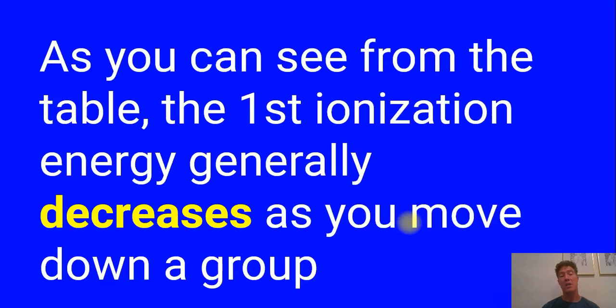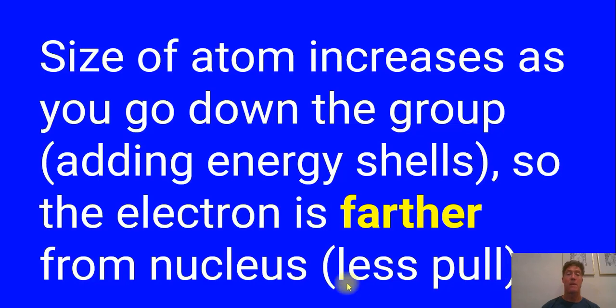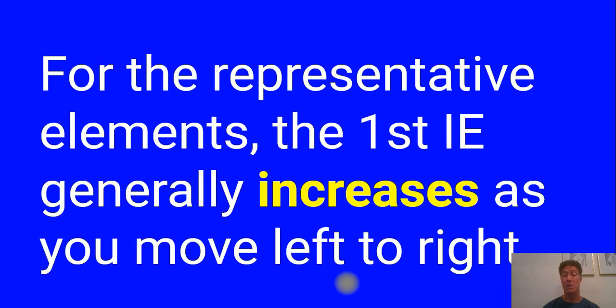The first ionization energy generally decreases as you move down a group. Why? Because you're taking away electrons from shells that are further and further away, and it's easier to pick off those electrons the further they are from the nucleus. So just as the size of the atom increases as you go down a group, the electrons are further away, and therefore they're going to be easier to pick off. There's less shielding, less attraction, therefore lower ionization energy. Completely understandable from the point of Coulombic attraction.